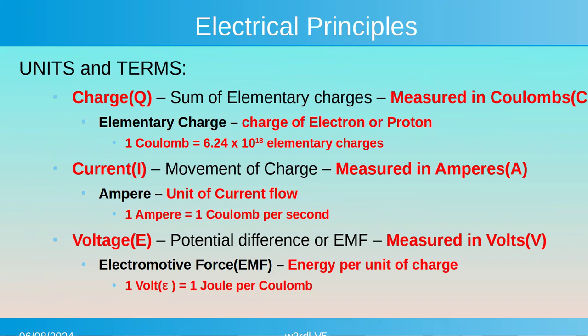Some of the terms, the basic fundamental thing is the elementary charge, which is the amount of charge on a proton or an electron. They're both the same. And we measure that in coulombs, and how they came up with the fact that there's 6.24 times 10 to the 18th charges in it, I'm not sure, but that's the definition.